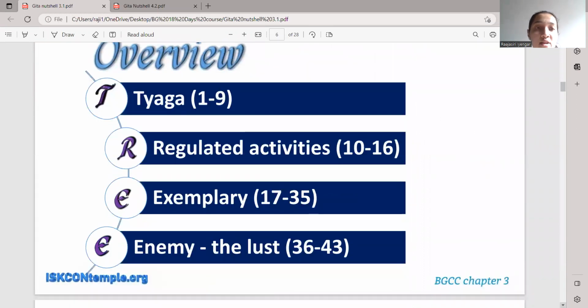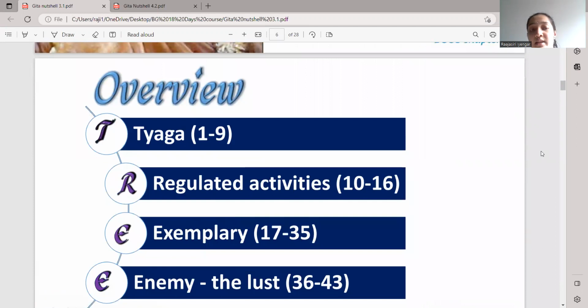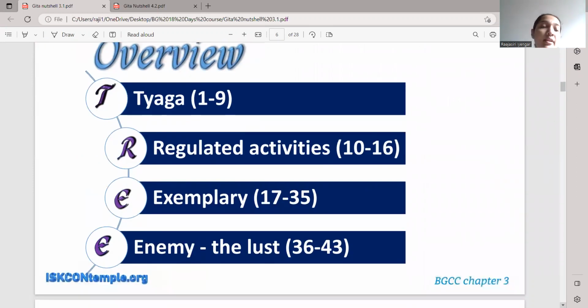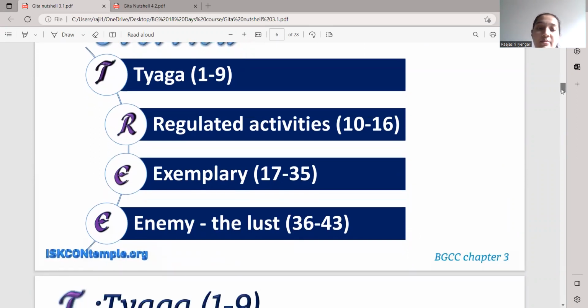So, the overview for today's session is through the acronym TREE. T-R-E-E, TREE. T stands for Tyaga. R stands for regulated activities. E stands for exemplary, meaning here setting an example. And the next E is the enemy. So we're going to see what all of this means, right?